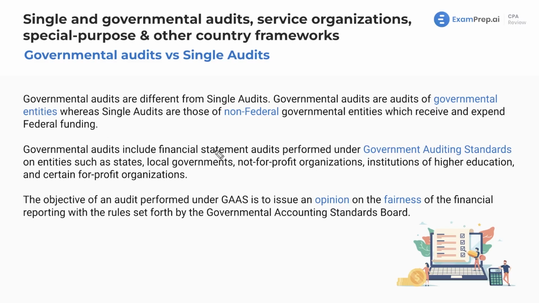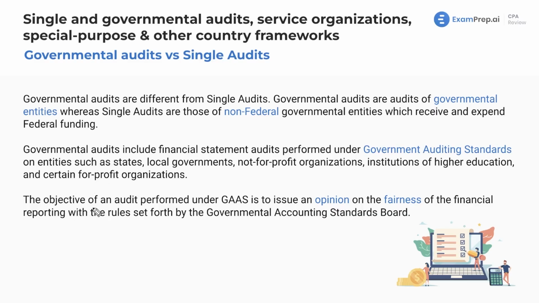Governmental audits include financial statement audits performed under Government Auditing Standards, whereas if we are conducting a public company audit, we follow PCAOB standards. Private company non-issuer, it's going to be the AICPA standards. On entities such as states, local governments, not-for-profit organizations, institutions of higher education, and certain for-profit organizations.